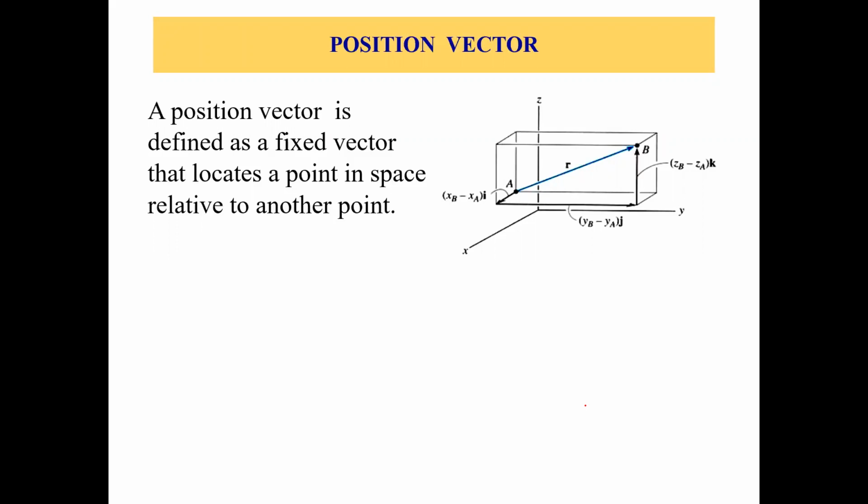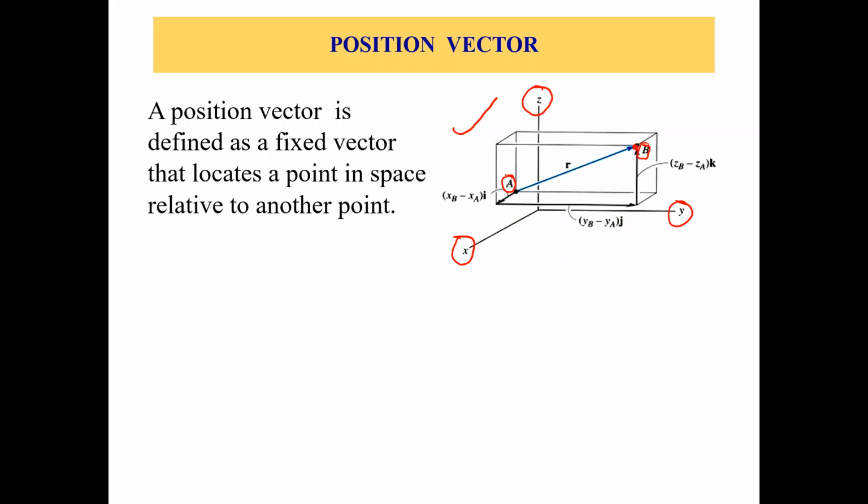Now, if you look at this 3D box, you have x-axis, you have y-axis, you have z-axis, because we are dealing with three-dimensional space. So we have this x, y, z-axis as our coordinate axis. Then this is our point A, and this is point B.